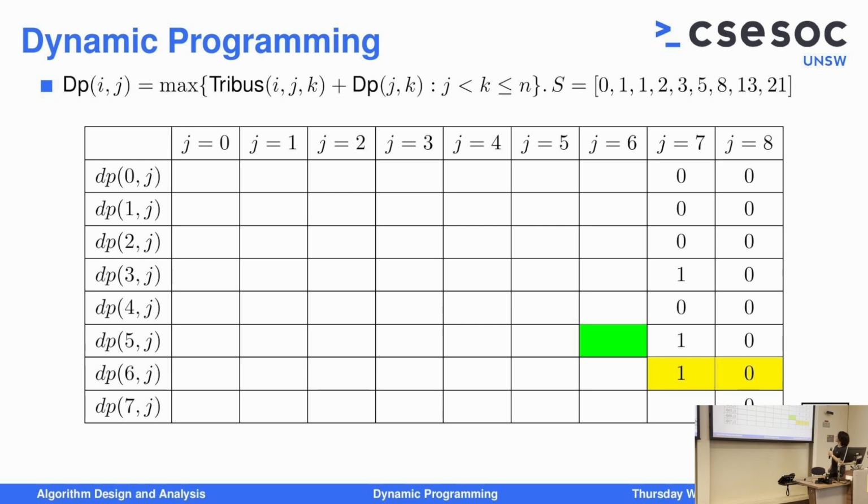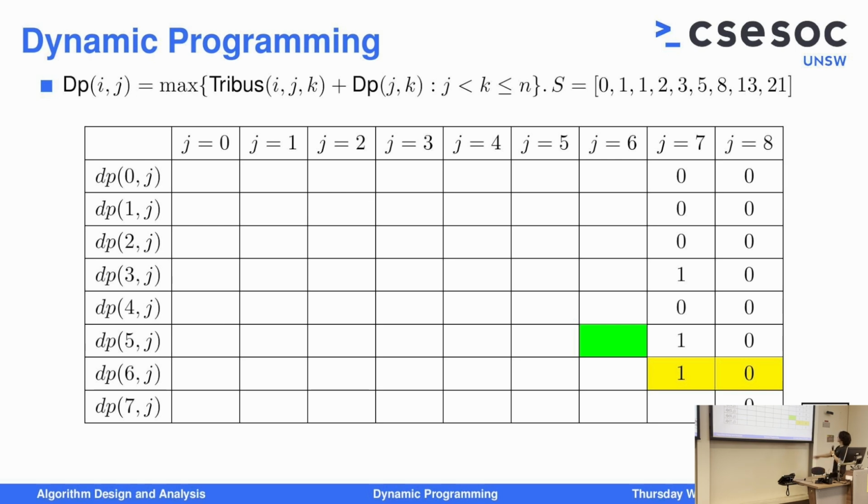Now what we have to look at is 5, 8, 13, 5, 8, 13, and also 5, 8, 21. Yeah? And this now depends on these two things as well, 6, 7 and 6, 8. And we want to see what the maximum here could be between taking this one and this one.